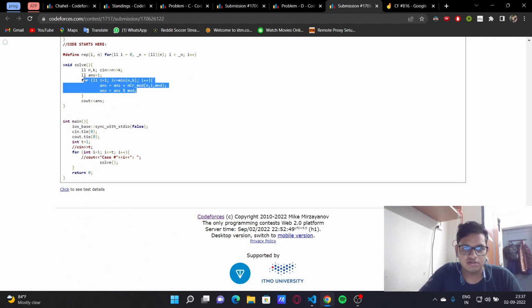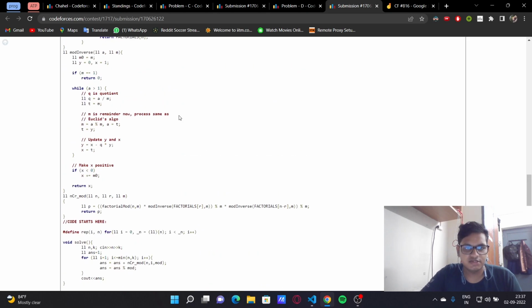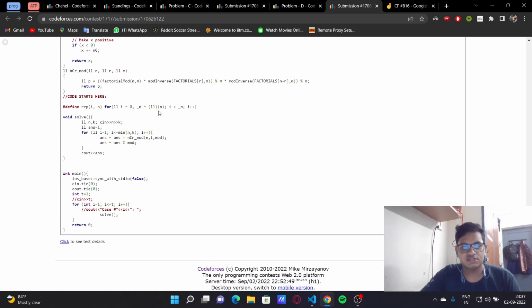We are computing n factorial only once. That will take us n operations, and this loop will take us minimum of n comma k operations. Why have we taken minimum of n comma k? Because say k exceeds n, then NCR doesn't have any meaning, and we haven't handled that case separately in our function, so we are just taking it this way. And that is the overall gist of this question, and we'll just output the answer.